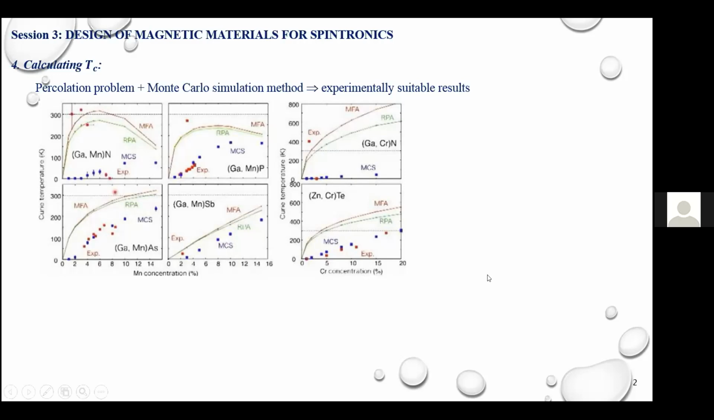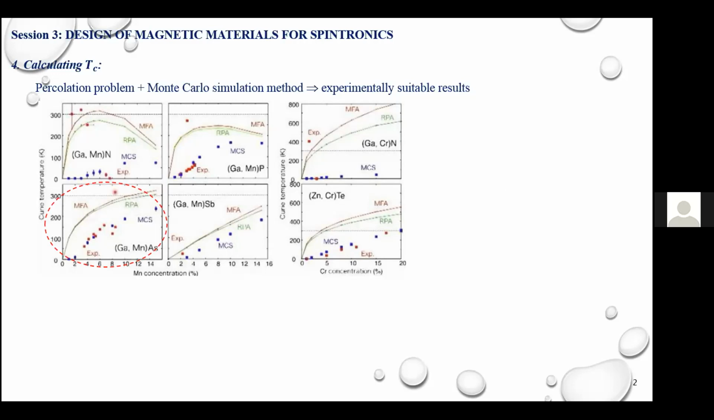You can see here in the many diagrams, diagram regions. For example, the red dot is the region for experiment, and the blue dot is the region for the Monte Carlo method combined with the percolation problem, and the others. Finally, you see that the result of experiment and the result of Monte Carlo simulation are mostly the same.